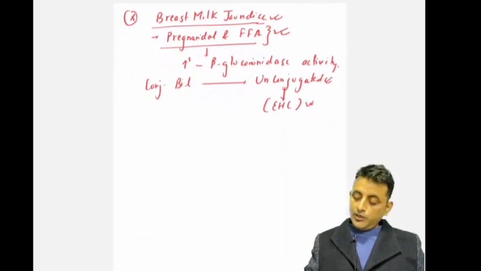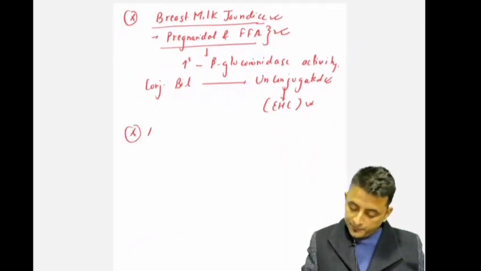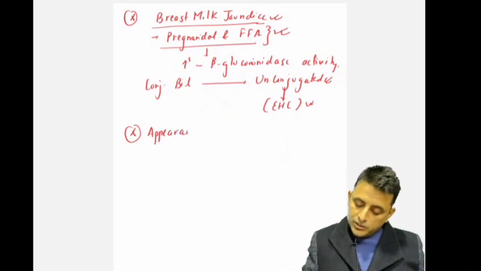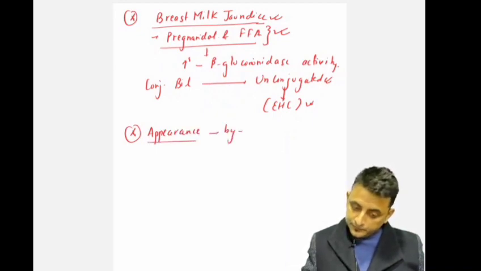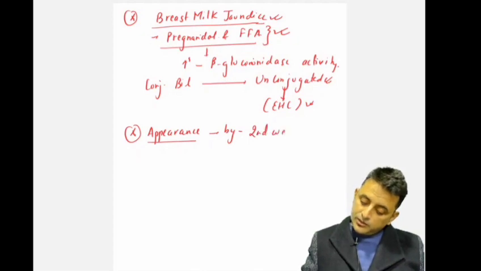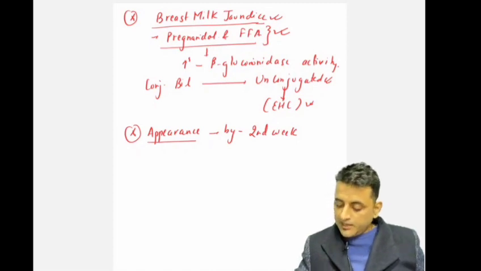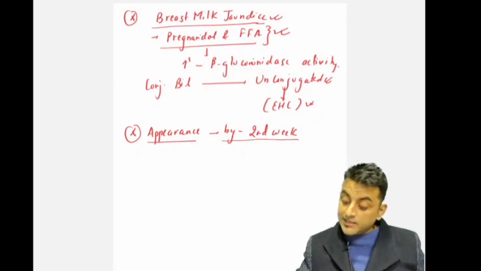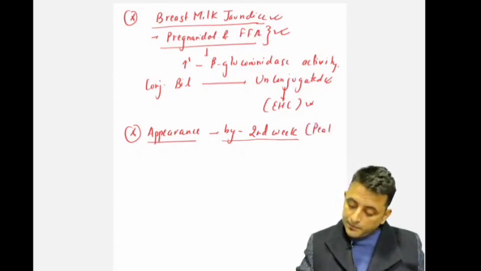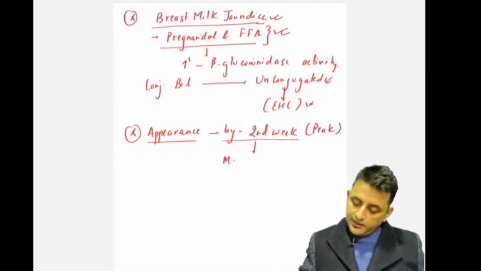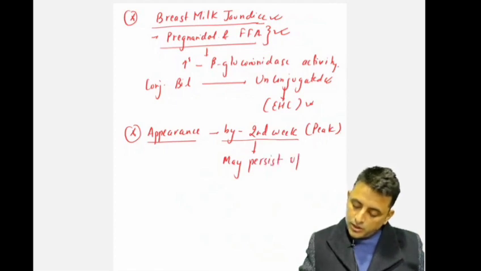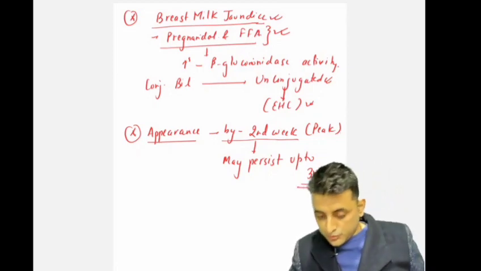The more important thing here is the timing. If it is related to breast milk or breastfeeding, and in your question it is mentioned that jaundice appears by the second week, there is a peak and it may persist up to 3 months. So this is breast milk jaundice, and you should not be confused.